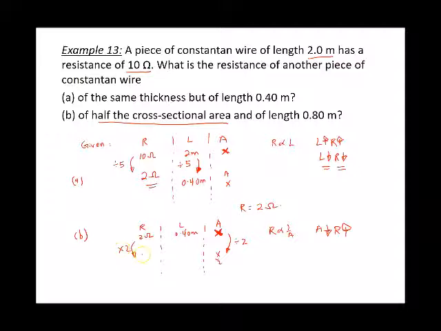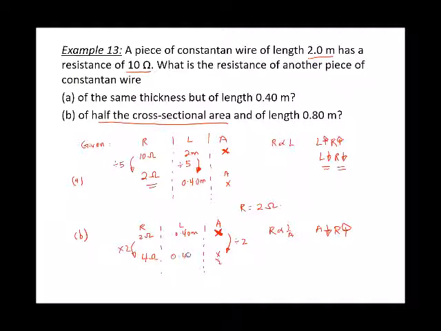So R times 2 will give you a value of 4 ohms, right? Because the cross-sectional area changed, the resistance also changed. But it is not over yet because the length also changes. If the length changes, then you also have to change the length and see how this affects the resistance.